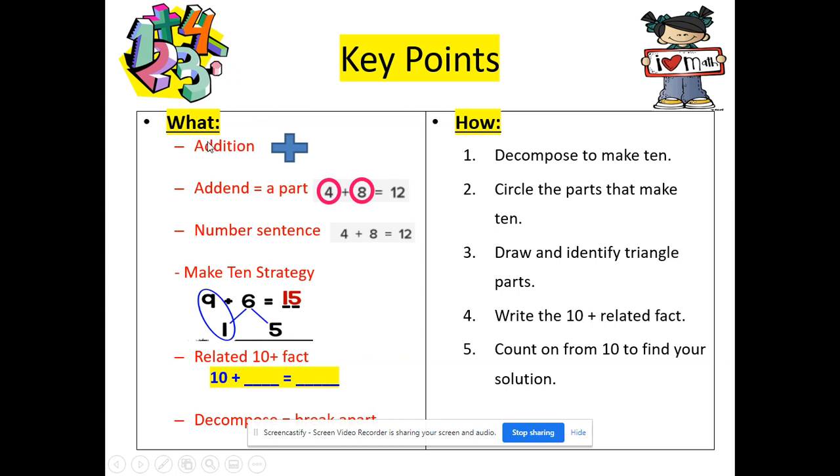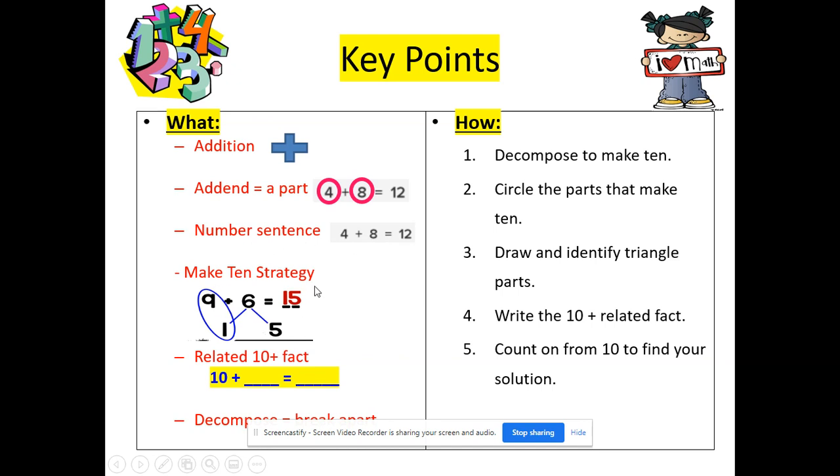Our key points, what do we need to know to be successful? Well, we need to know what addition is, which is the plus symbol. We also need to know what an addend is, which is another word for part. As you can see in my number sentence here, 4 plus 8 equals 12, my addends are circled, which is 4 and 8. We also need to know what a number sentence is. Our number sentence has two parts and a whole, just like this one, 4 plus 8 equals 12.